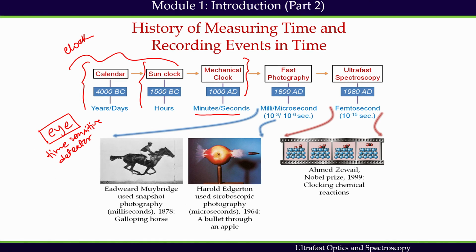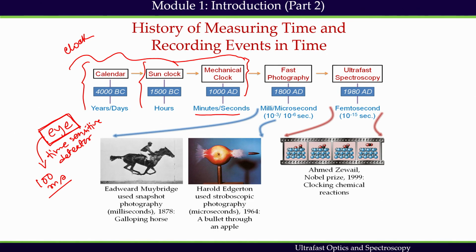As I told you, all these clocks we have used as a time measuring device, but the time sensitive detector is the eye, and we can use this time sensitive detector as long as the event is slower than the response time of eye. Response time of eye is 100 millisecond. So, any event which is slower than 100 millisecond can be captured with the help of our eye. Recording any event faster than the response time of our eye was beyond our scope at that time.